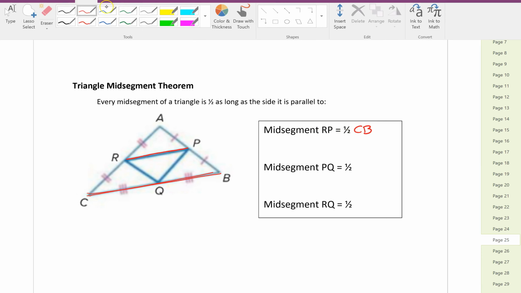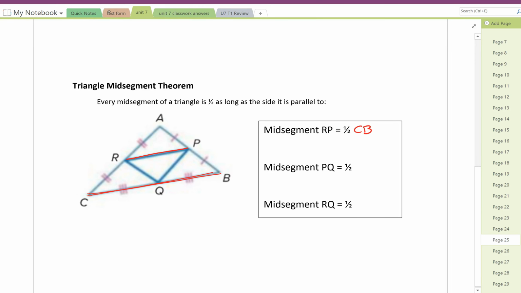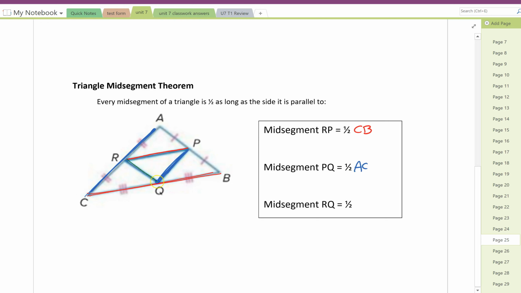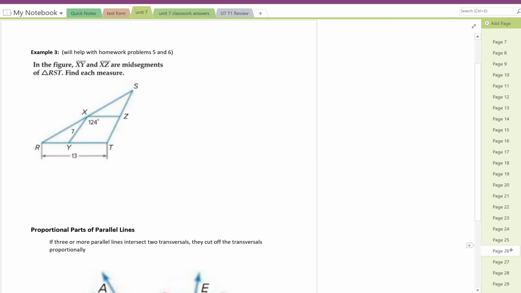And then I can do the same thing with the other two mid-segments here. If I look at PQ, which side is PQ parallel to? It's going to be parallel to AC. So PQ is going to be half as long as AC. And then the last mid-segment here is RQ. Which side is RQ parallel to? Well, the only one left is AB. So RQ would be half as long as AB. Let's see what kind of problem we have to do with that.